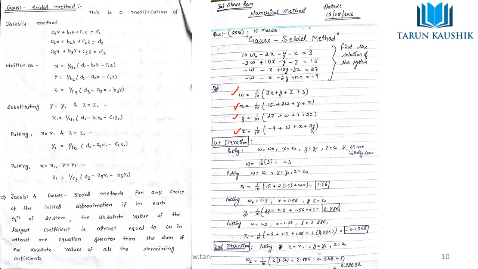Now what do you get? Initially you take all the values, w equals w naught, x equals x naught, y equals y naught, z equals z naught, and all these values are initially 0. When you put 0 everywhere, what do you get? 3. So w will be 3 by 10, so w is 0.3.